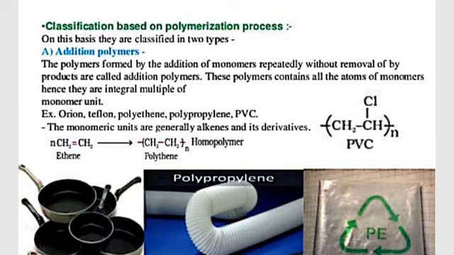The fourth classification is based on the polymerization process, that is, by which kind of polymerization the polymer is formed: addition polymer or condensation polymer. When simple monomers are just being added together, it is an addition polymer. And when they add by eliminating certain groups, then it's a condensation polymer. The polymer formed by repeated addition of monomers without removal of a byproduct is called an addition polymer. These polymers contain all the atoms of the monomer and hence are integral multiples of the monomer unit. For example, Teflon, polythene, polypropylene, PVC, etc.